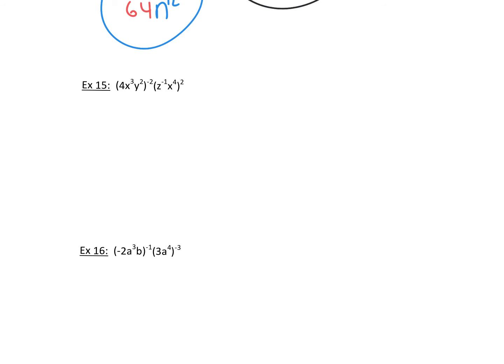This time you have more steps. You have to raise all this to the negative 2nd power. You're going to get an answer. You have to raise all this to the 2nd power. You're going to get an answer. And then those two answers are going to be multiplied with one another. So give that a try.